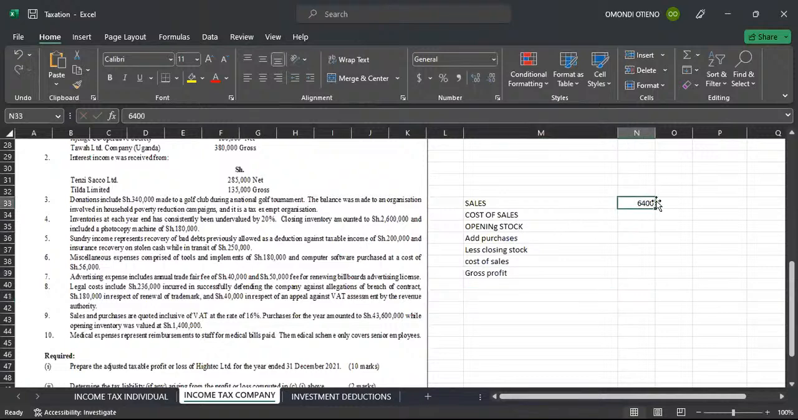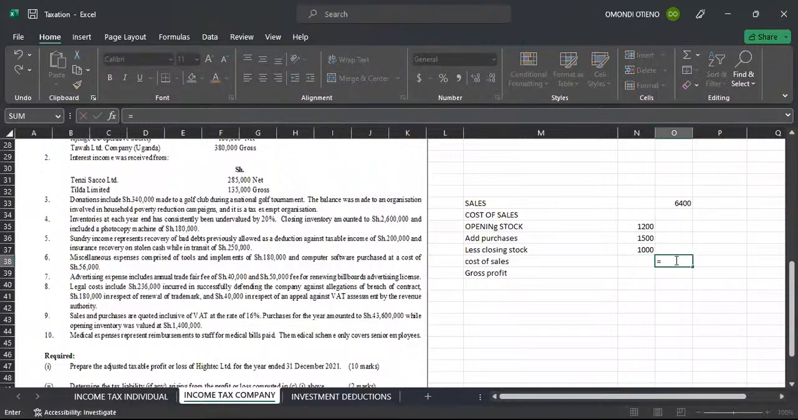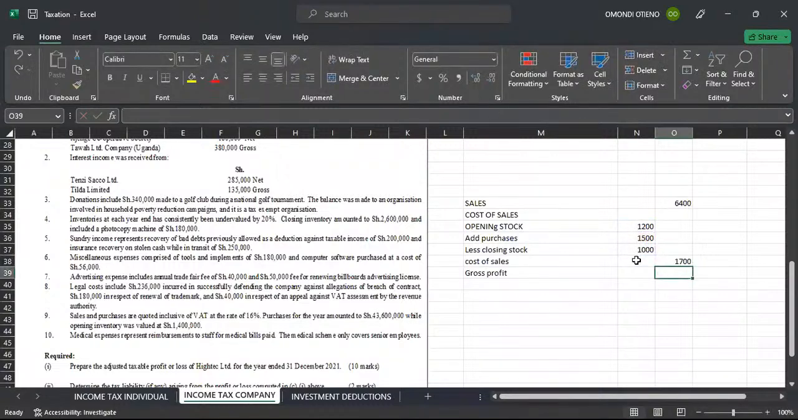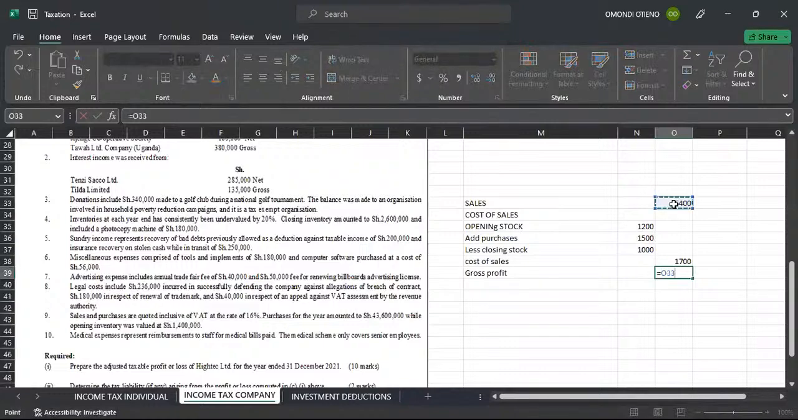So opening stock, to kind of 1,200, add purchases of 1,500, less closing of 1,000 for us to get cost of sales. So cost of sales will be opening, add purchases, less closing. That is what we have. So gross profit will be equivalent to sales minus cost of sales.